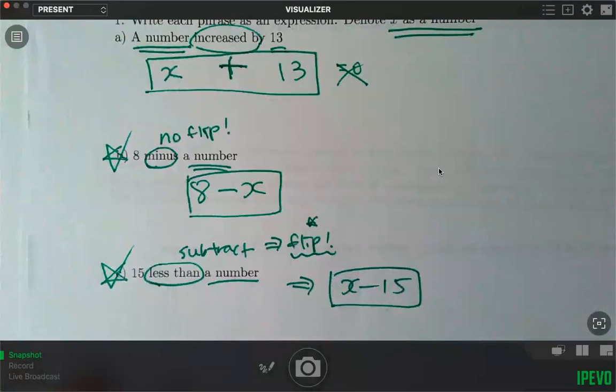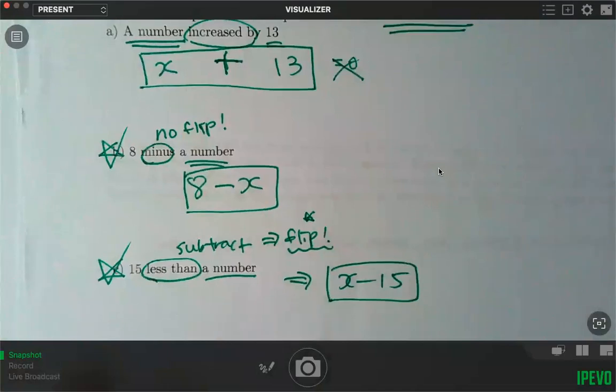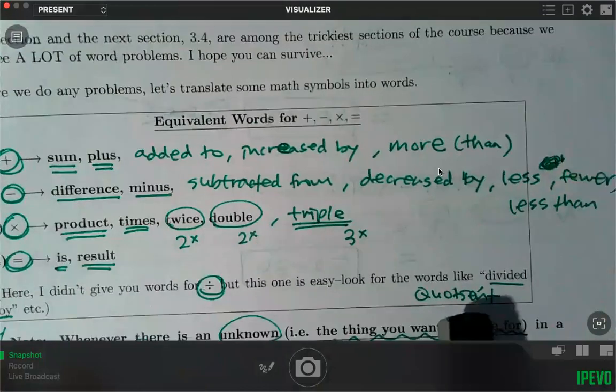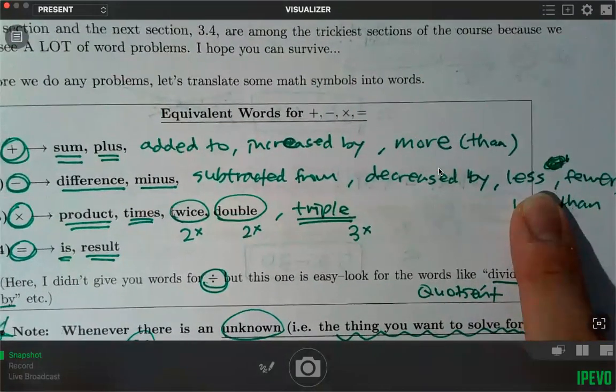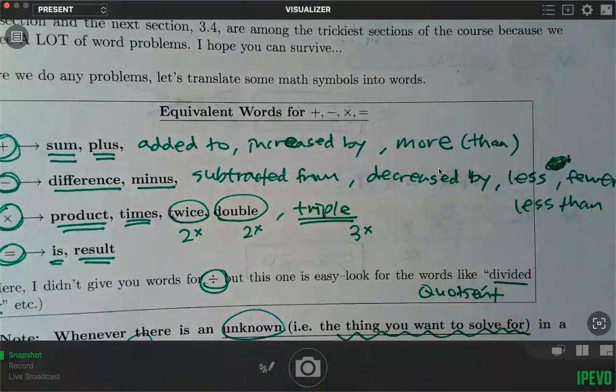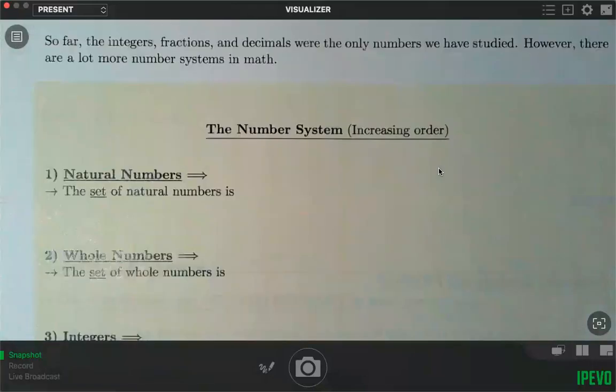But there was something else where you don't have to flip. There we go, minus. If you have minus, then you don't flip it. And less than was also flipped. And last week I also said if you have just less, not less than, then this means no flip as well. So it's kind of confusing for subtraction, but other than that, everything is fairly straightforward.